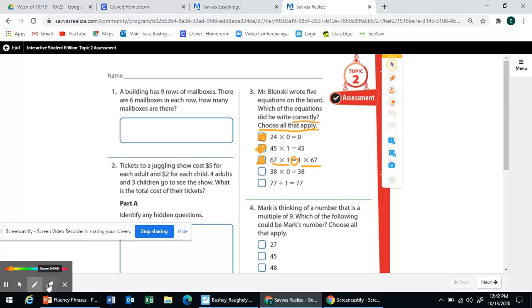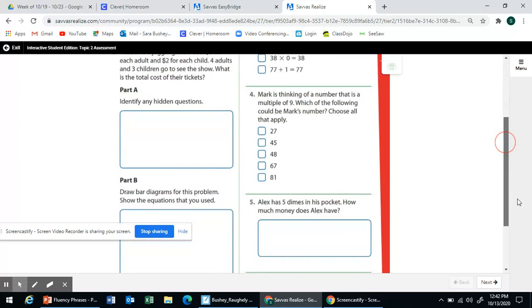Okay? We are moving on to question number 4 about Mark. So let's begin. Finger under the word Mark as I read. Mark is thinking of a number that is a multiple of 9. Which of the following could be Mark's number? Choose all that apply. I'm going to read it again. Mark is thinking of a number that is a multiple of 9. Which of the following could be Mark's number?